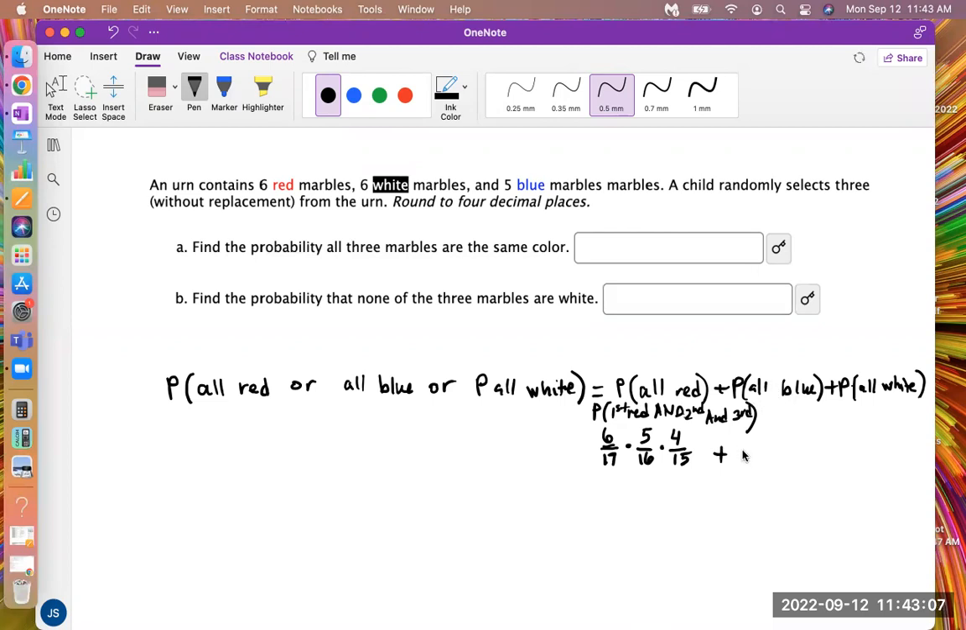Okay, and then we do the same thing for all blue. So the probability they're all blue: there start out 5 blue, so it's 5 out of the total 17. Then the second one being blue, and they're taking it out, this is without replacement, so it's 4 out of 16. And then the third one being blue is 3 out of 15. Plus the probability that they're all white: there's 6 white marbles, so the first marble is 6 out of 17, then 5 out of 16, then 4 out of 15, just like you saw in the first one.